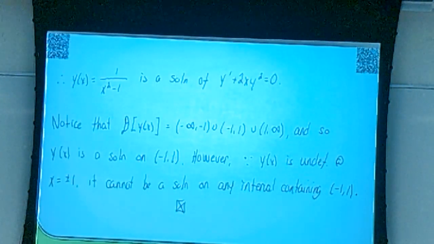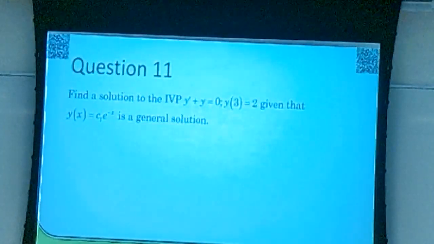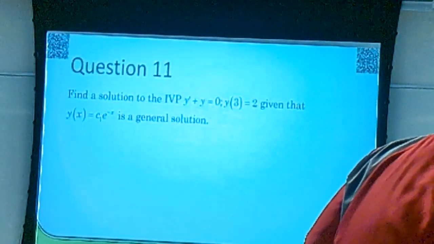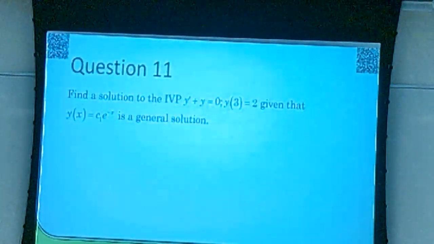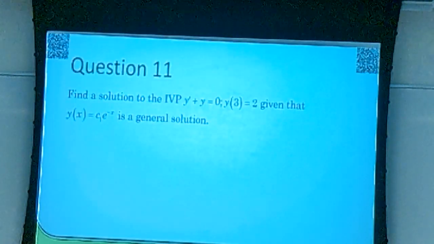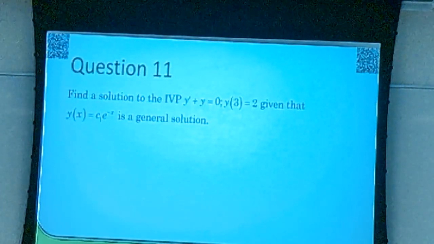Okay, so let's continue. We've now seen how to verify it's a general solution of a differential equation. Let's now see, given the general solution, so let's say we've already found the general solution, find the particular solution to the given initial values. In this case, we're dealing with the initial value problem. IVP will stand for initial value problem.